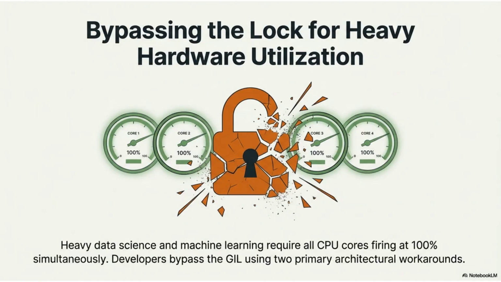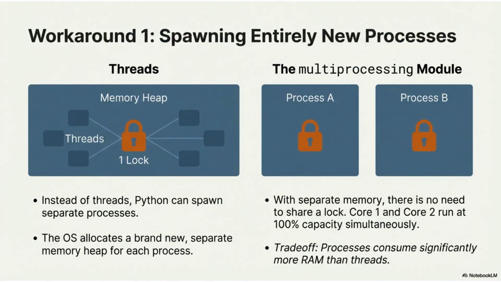For heavy hardware utilization in fields like data science, developers bypass the GIL using architectural workarounds. This allows all CPU cores to fire at 100% simultaneously. Workaround 1 is spawning entirely new processes using the multiprocessing module. Instead of threads sharing a single memory heap and lock, separate processes have their own memory heaps and locks. This allows cores to run at 100% capacity simultaneously, but processes consume significantly more RAM than threads.